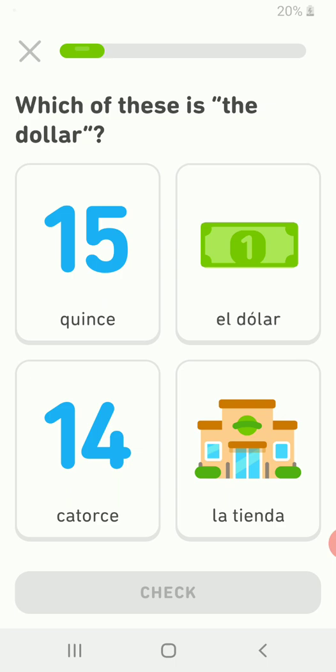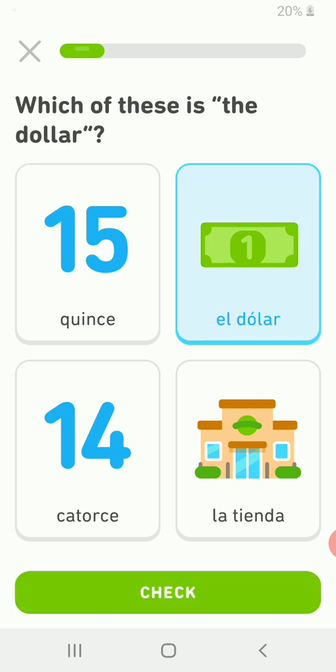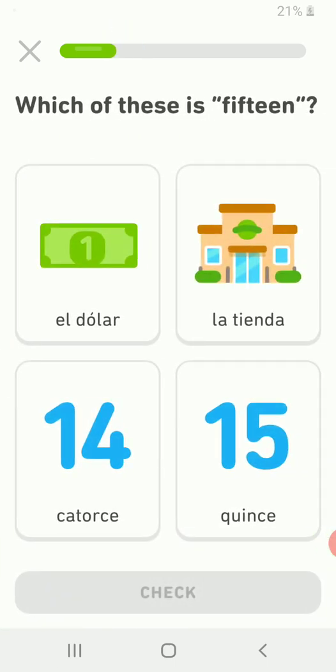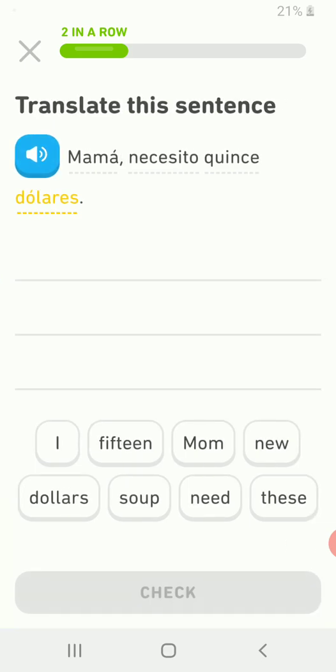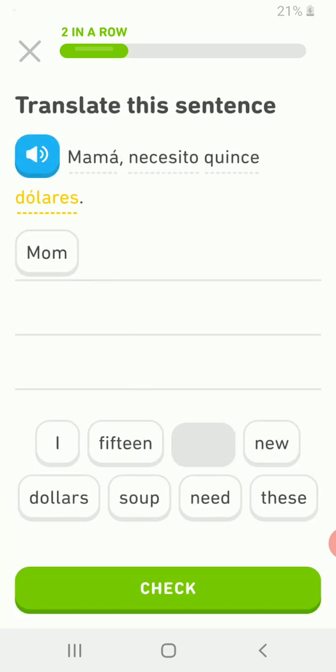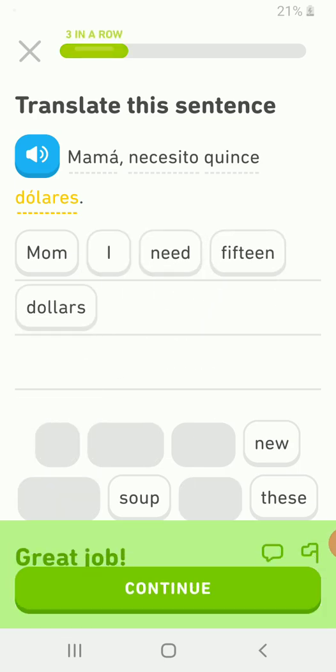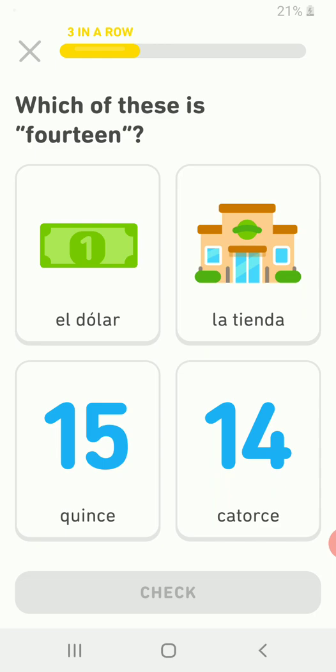Which of these is a dollar? El dólar. And which of these is 15? Quince. And Mamá, necesito 15 dólares. Mom, I need. Necesito. So this is need. I need $15.